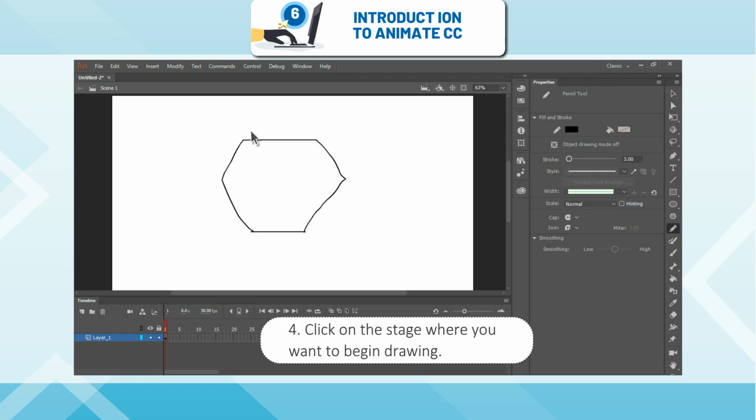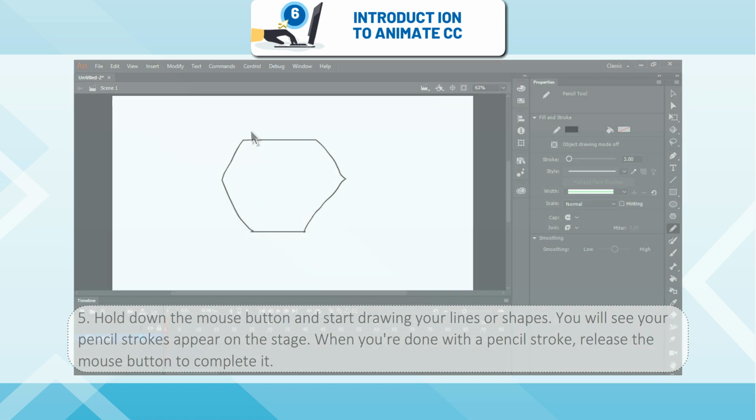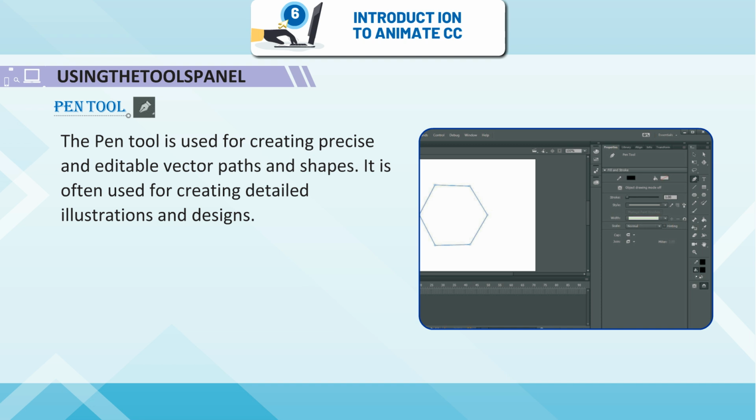Click on the stage where you want to begin drawing. Hold down the mouse button and start drawing your lines or shapes. You will see your pencil strokes appear on the stage. When you are done with the pencil stroke, release the mouse button to complete it. Tech Corner. If you want to draw a straight line, press and hold Shift key.